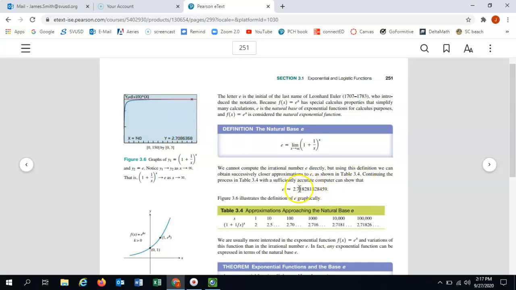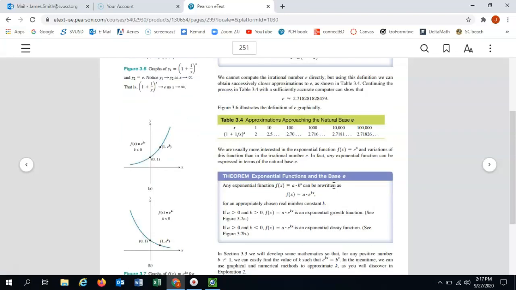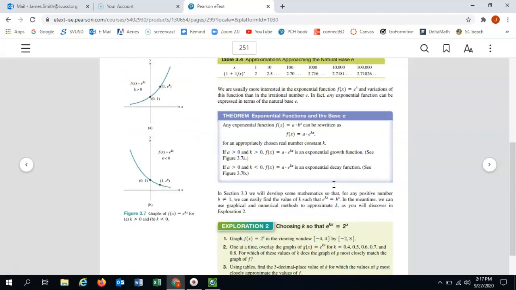So here it is laid out for you down here. This is the number we use for e, the value that we are approaching as x gets bigger and bigger and bigger. So anyway, that's where it comes from. And then the other thing I wanted to show you on here was just the parent functions.